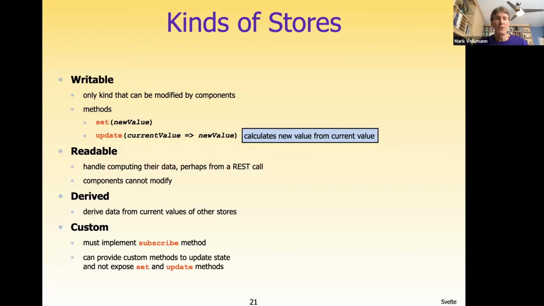So with a writable store, you can set a new value anytime you want by calling the set method, or you can call update and pass it a function, in which case you'll be given the current value and then you return the new value. So any component can make changes to the writable store, and then the others that are subscribed to it can update in response to that.